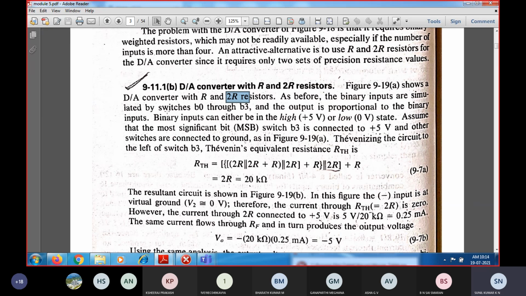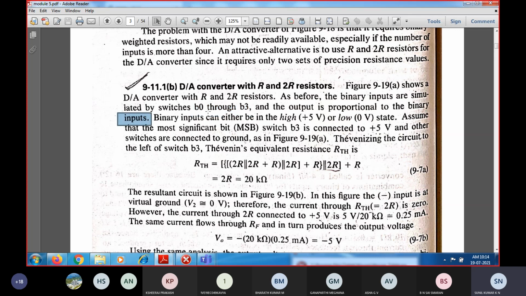The binary inputs are given by the switches B0 to B3, as in the previous case. Since this is a digital to analog converter, the inputs are given through the switches B0 through B3, B0 being the LSB and B3 being the MSB. So most significant bit is B3 and the least significant bit is B0. It is a 4-bit R-2R ladder type, and the output is proportional to the binary input.